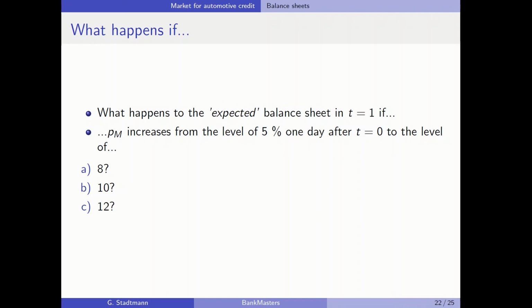What if the money market rate increases even to the level of 12%? Then of course the profit margin will be negative because we are buying something at 12% and we are selling it in the automotive credit market at the level of 10%.